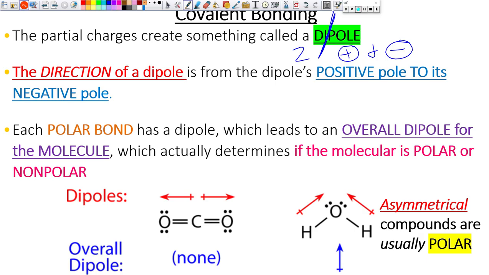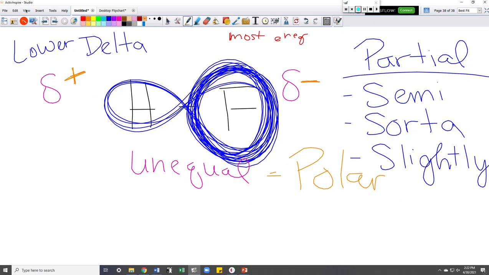Now, this third bullet gives a little bit more clarity. Each polar bond has a dipole. This is where it gets a little muddy, so stay with me. However, the overall dipole for the molecule is different, potentially, than the dipoles themselves. So the only way to explain it is to draw it. So let me draw it up here for you. I'm actually going to redraw that bottom left picture.